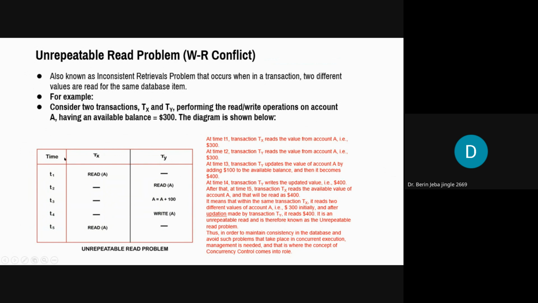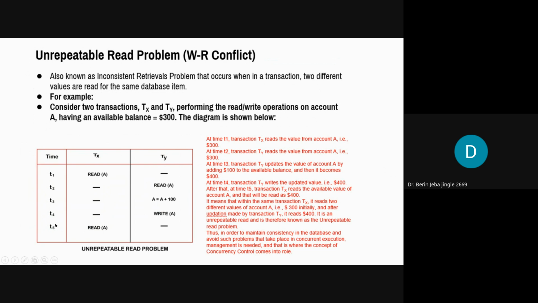For example, see here we are having two transactions, TX and TY. First, in time T1, TX is reading the account data A. In time T2, transaction TY reads A, adds $100 to this account A, and updates it. Once the write operation is used here, it is updated in the database.